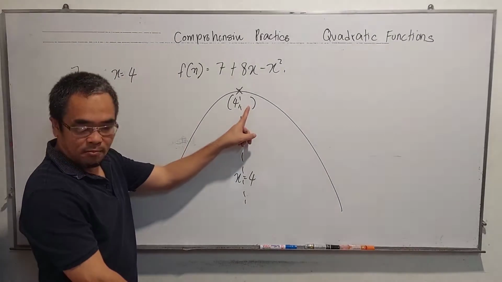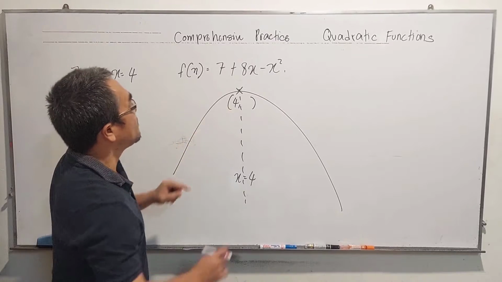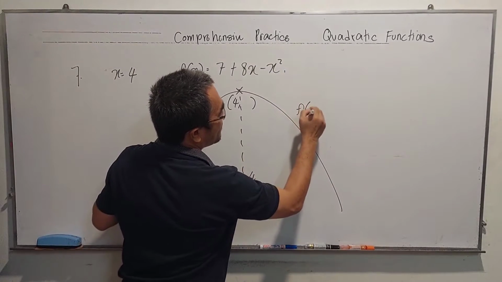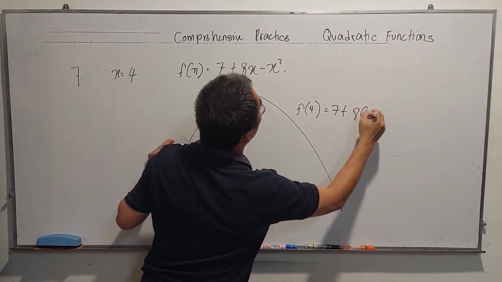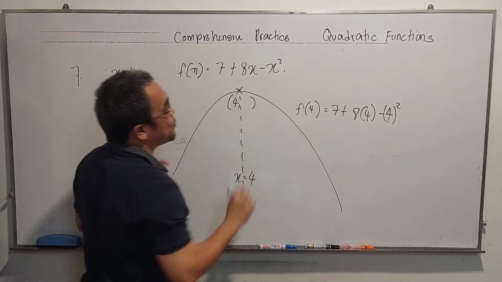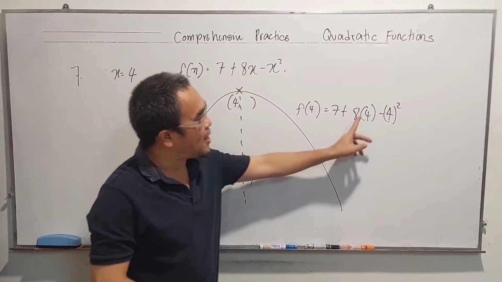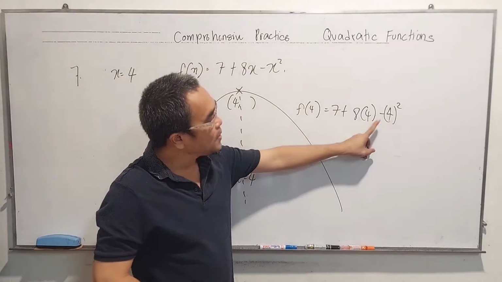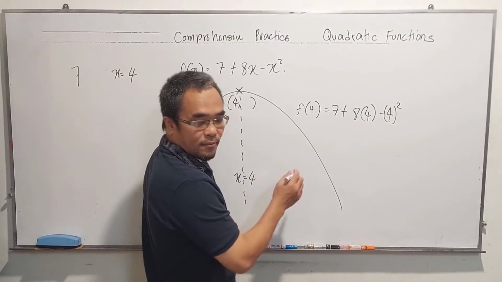So how do we get the y value? Just replace x with 4. So f(4) is 7 plus 8 times 4 minus 4 squared. It's better to put the value inside brackets, okay? Because sometimes the value of x is negative, and if you don't write it properly, you might get it wrong.